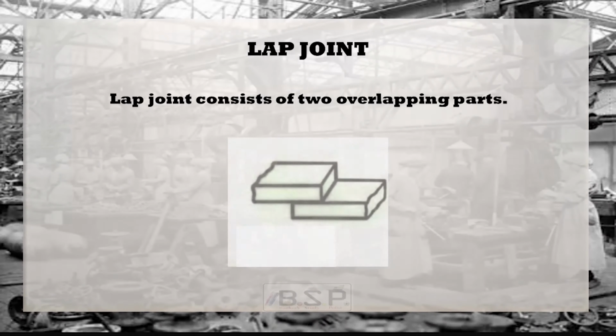The next type of joint is lap joint. In lap joint, the two workpieces lie in separate planes. So the workpieces are in two different planes. And lap joint consists of two overlapping parts. That means the workpieces have some surface that is being overlapped by the other workpiece. So due to this overlapping, this type of joint is called lap joint.